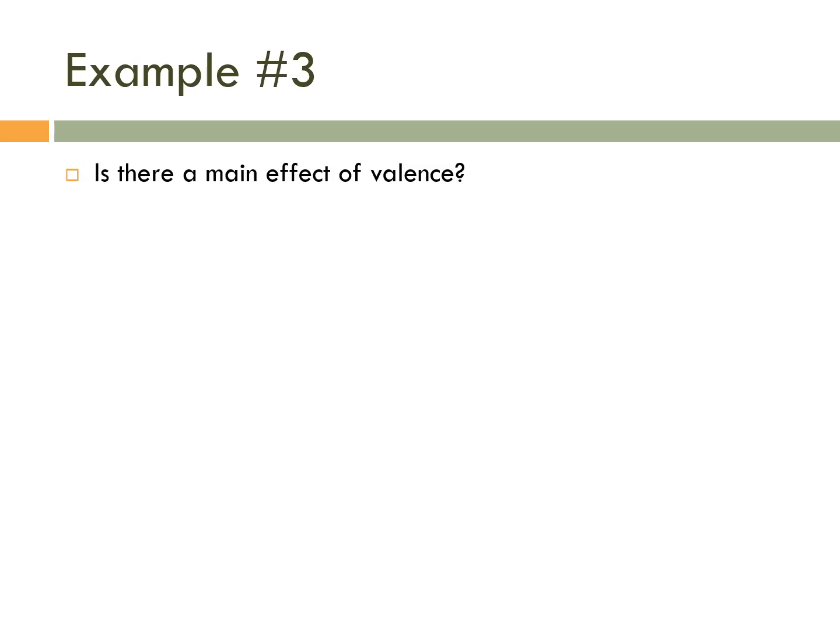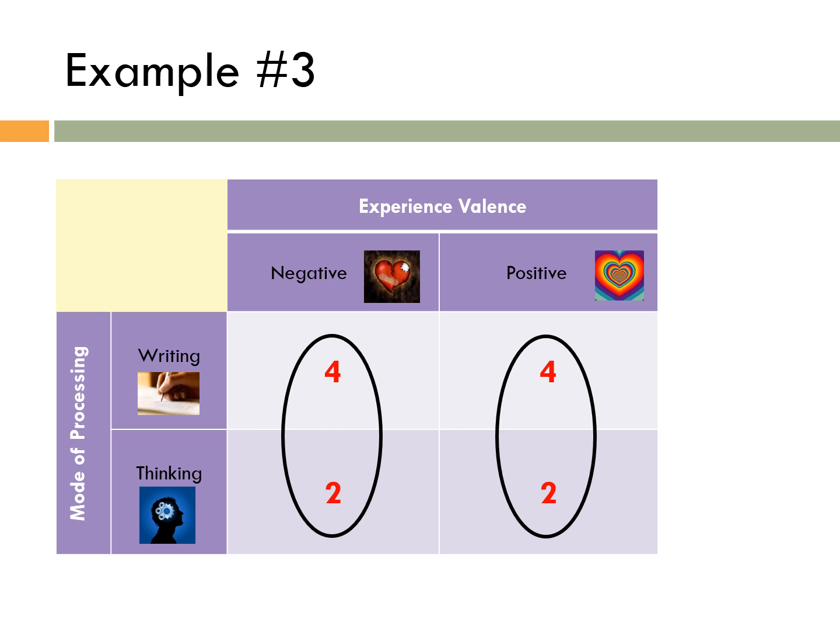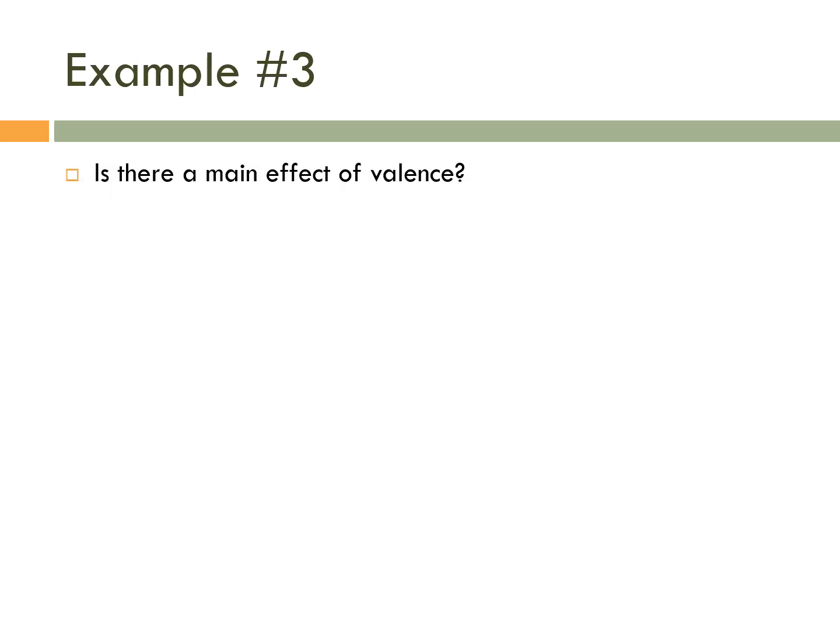Is there a main effect of valence? Take a second to think. What do you think? All right, well, let's go to our view, and we're going to average those marginal means. So within valence, we're going to look at just negative. What's the marginal mean of negative experiences versus what's the marginal mean of positive experiences? So we average them together. We get 3s. Are they different? Nope. All right, so no, there's no main effect of valence.